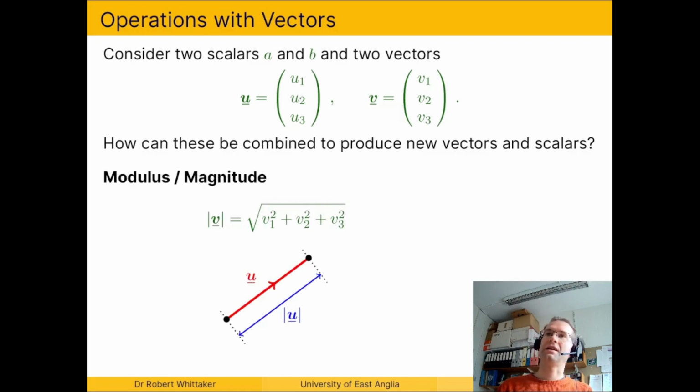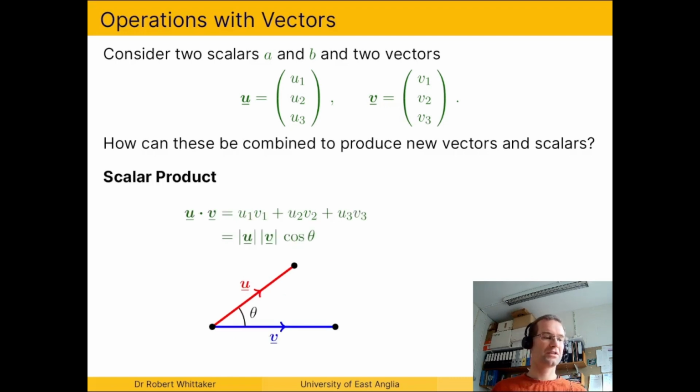We can also calculate the modulus or magnitude of a vector. If we know what the components are in Cartesian coordinates, a little bit of Pythagoras' theorem will tell us that if we square the components, add them up and take the square root, that will give us the physical length of the vector. And we can use this idea more generally to calculate the modulus or magnitude of other vectors too.